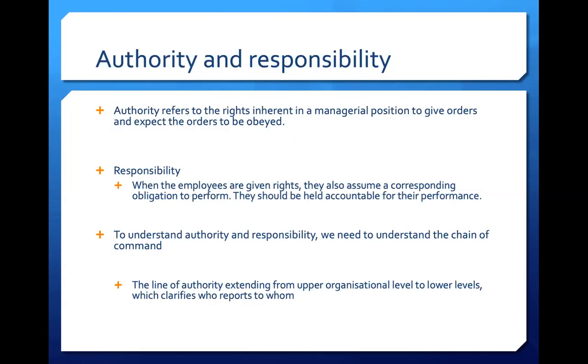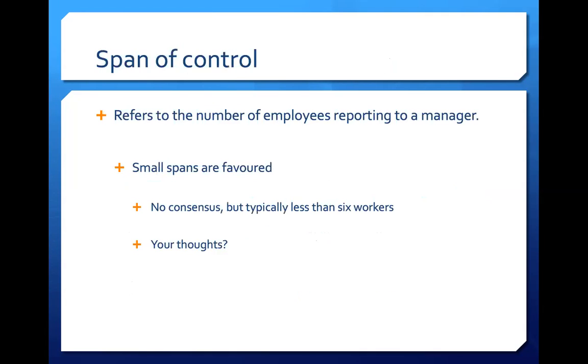And the other thing that I'd like to highlight here is that to understand authority and responsibility, we need to understand the chain of command. Okay, the line of authority extends from the upper organizational level to lower levels, and that also helps us to clarify who reports to whom in the organizational structure. Okay, and span of control. Span of control refers to the number of employees reporting to a manager. How many employees report to a manager?